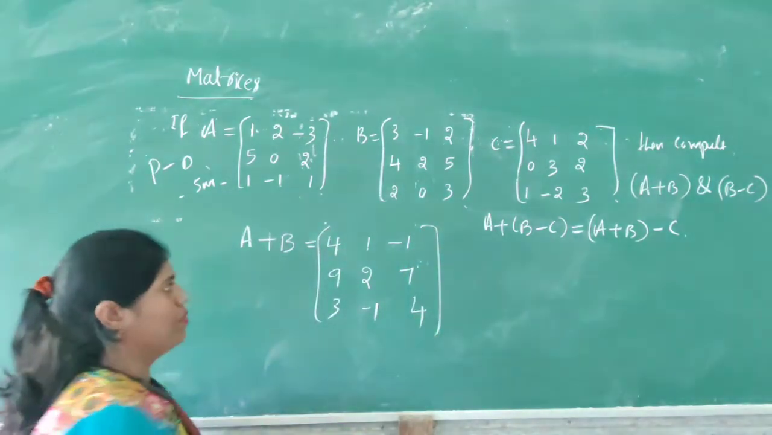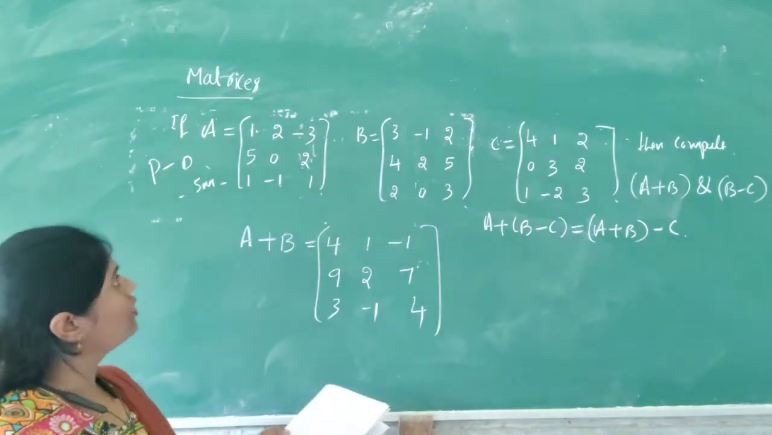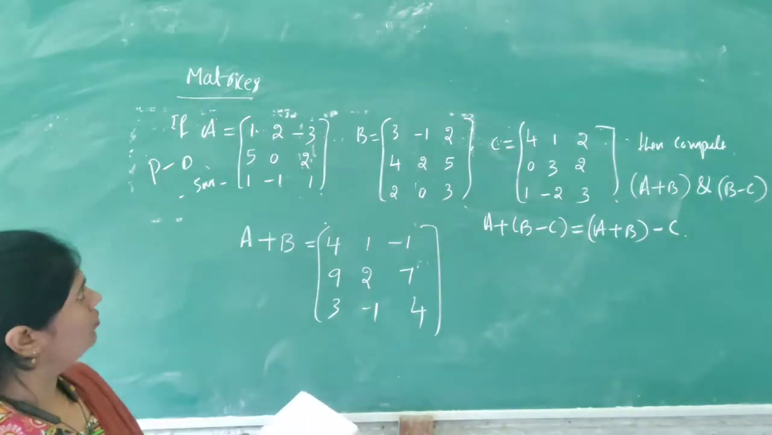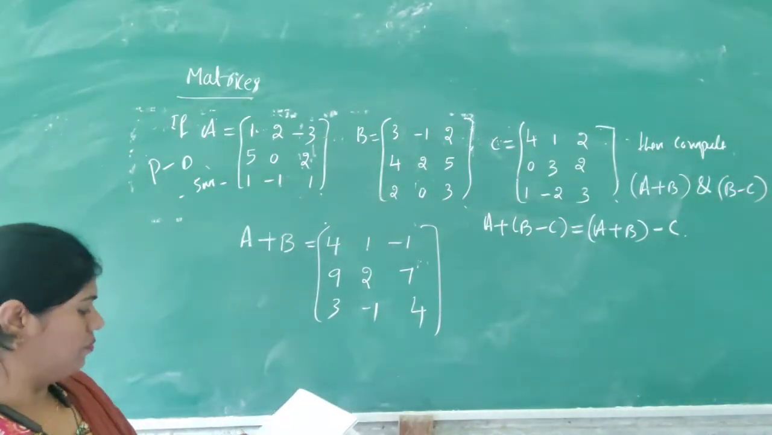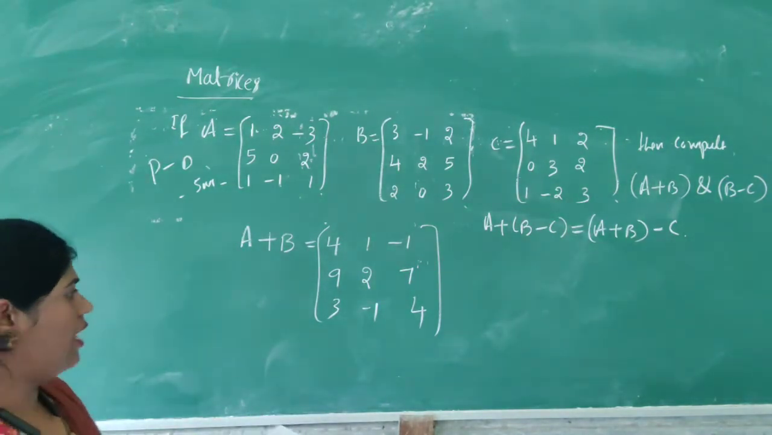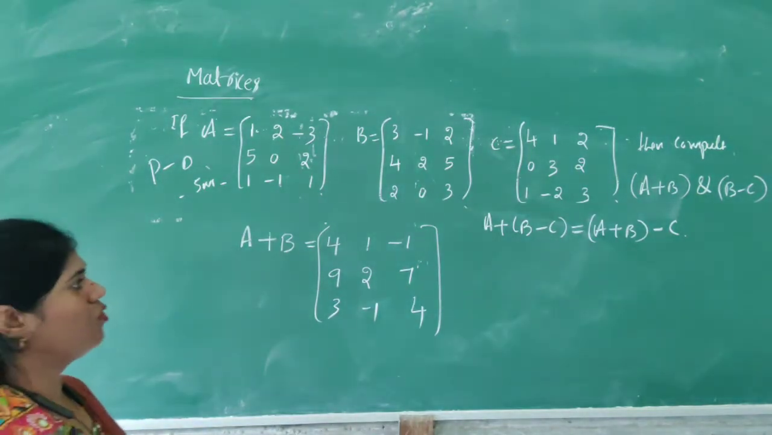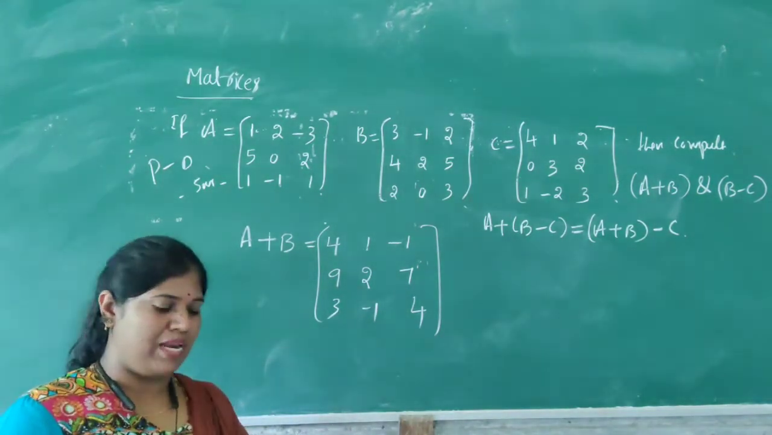So A plus B is 4, 1, minus 1, 9, 2, 7, 3, minus 1, 4. This one is A plus B.